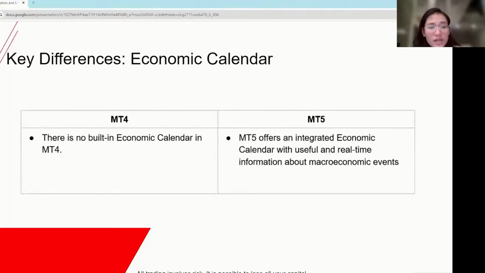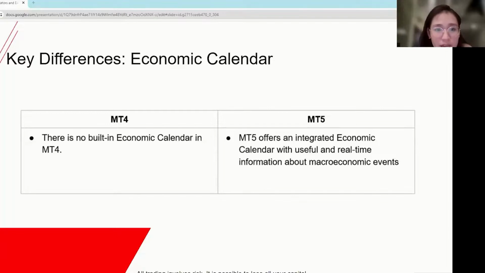Okay. And of course, we mentioned earlier the economic calendar. So there is no built-in economic calendar in MT4, whereas MT5 offers an integrated economic calendar with useful and real-time info about macro events. But if you are more inclined to use MT4, there are a bunch of free economic calendars online as well, so it's not too much of a worry.